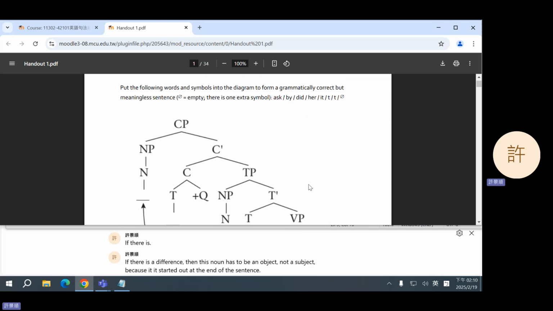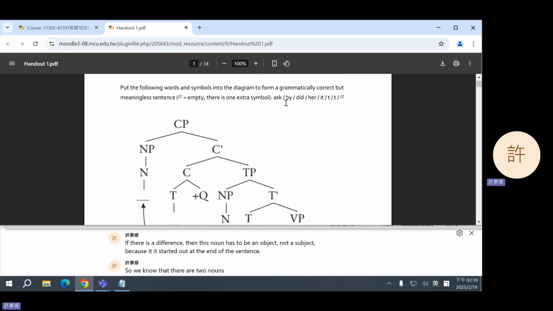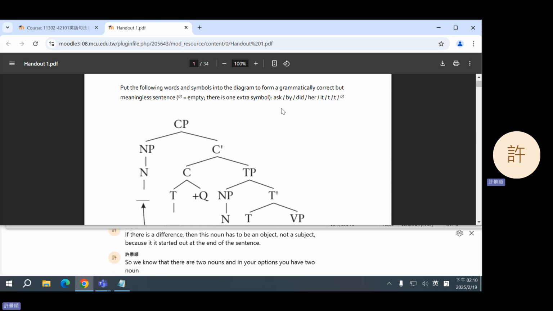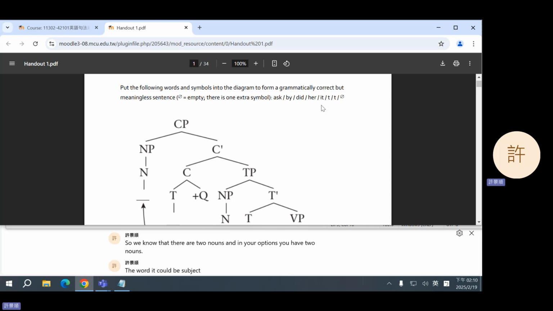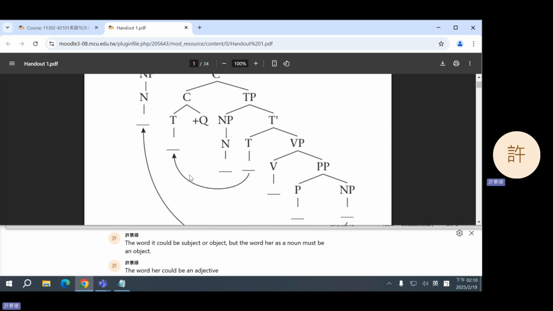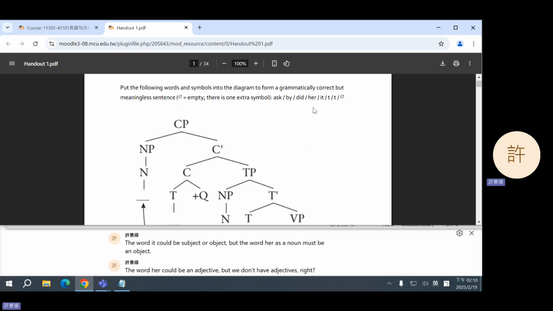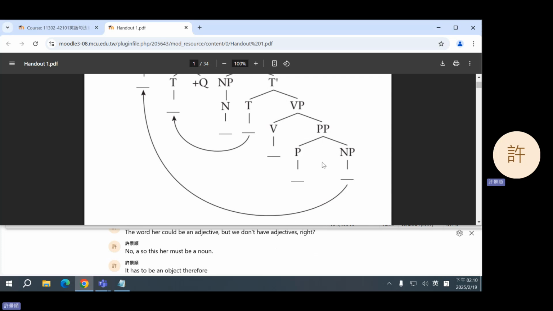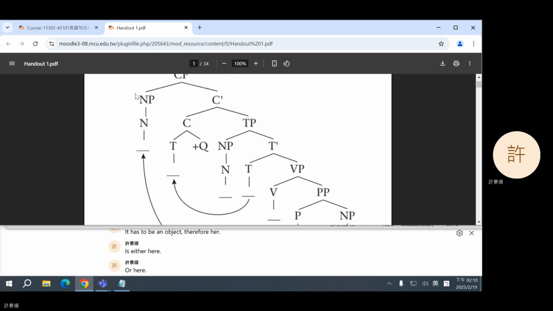So we know that there are two nouns, and in your options, you have two nouns. The word it could be subject or object, but the word her as a noun must be an object. The word her could be an adjective, but we don't have adjectives, right? No A. So this her must be a noun. It has to be an object. Therefore, her is either here or here. Depends on if there's movement.